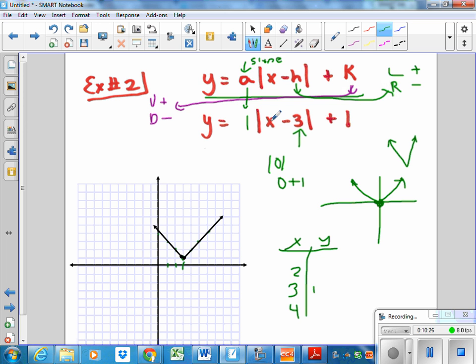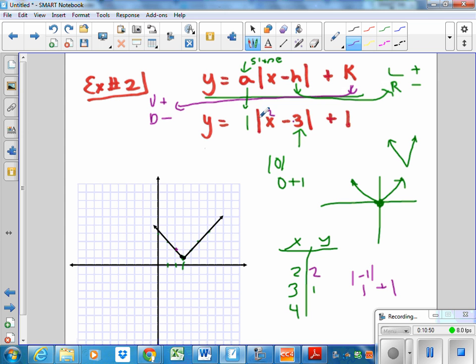Let's do the 2. Let me do this in purple. Plug in a 2. 2 minus 3, negative 1. Absolute value of negative 1, 1. 1 plus 1. Don't forget to add that other 1. If there was a 4 out here, you'd have to multiply. 1 plus 1 is 2. 2, 2. Hey, that's that point right there. And you do it again with the 4.